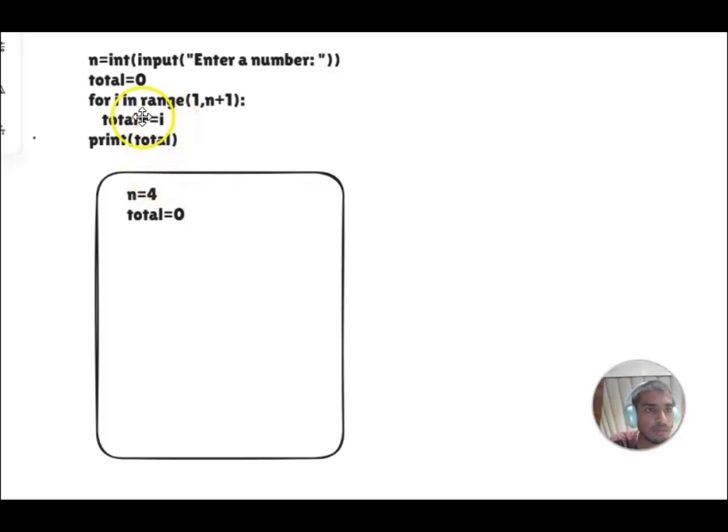Now the total that we took is 0 at the start. Now when we come to the loop, the present iteration is i equal to 1, and it runs the code. Its total value is 0. So this statement is nothing but total equal to total plus i.